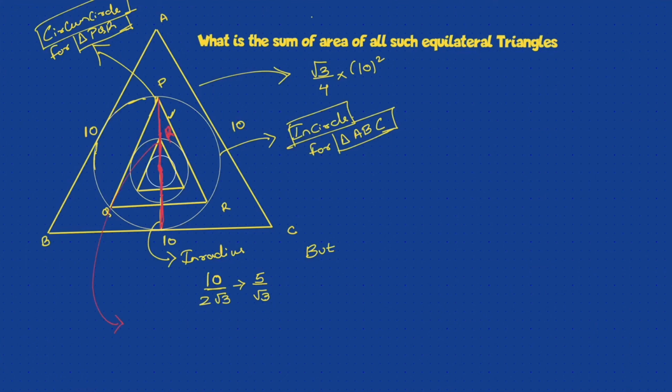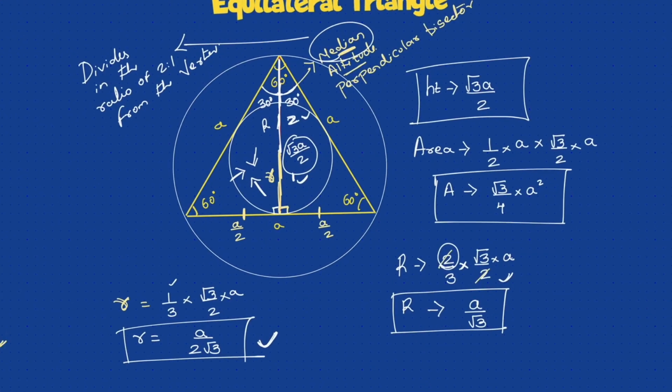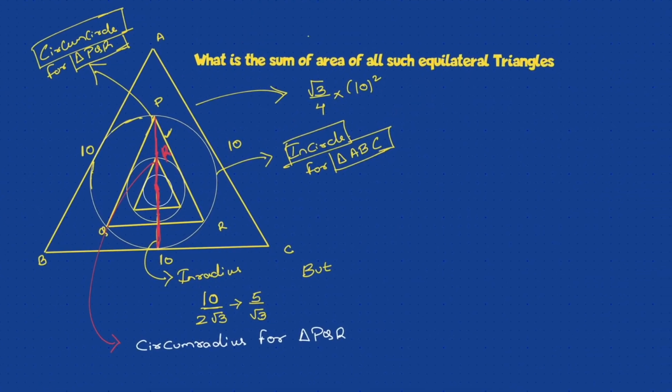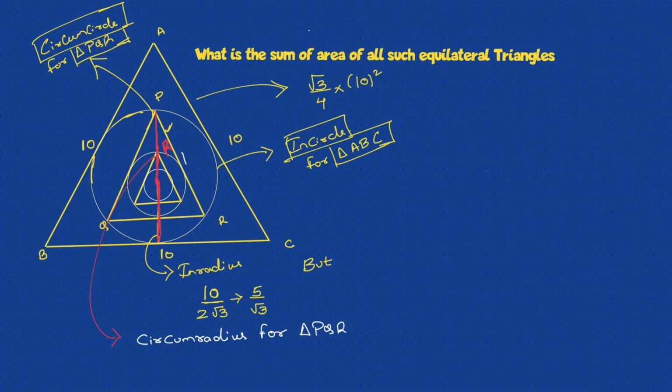You can imagine, just look at the figure closely. This will be a circumradius for PQR, but it's an inradius for ABC. Remember that. What is the formula for circumradius? It is nothing but a upon root 3, where a is the side of an equilateral triangle. So what is the side of the equilateral triangle PQR? Let it be B. Then I'll find out what B is. If it is B, then it will be B upon root 3, correct? That will be the circumradius of PQR.